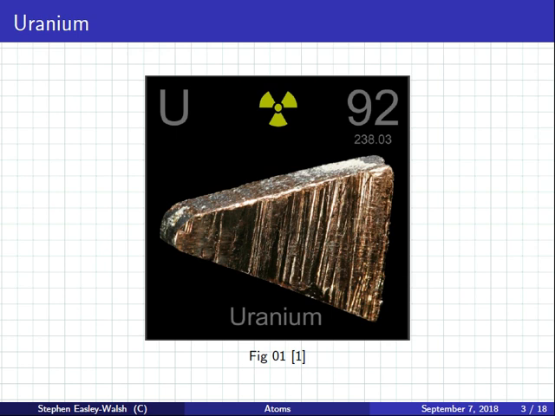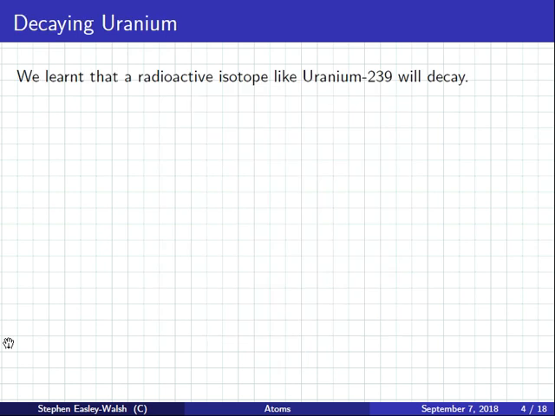So last week we were talking about radioactive material. Uranium is radioactive, so it releases radiation. And we said there are 3 types of radiation that's released: alpha, beta, and gamma. Uranium releases radiation. We learned that a radioactive isotope like uranium-239 will decay.